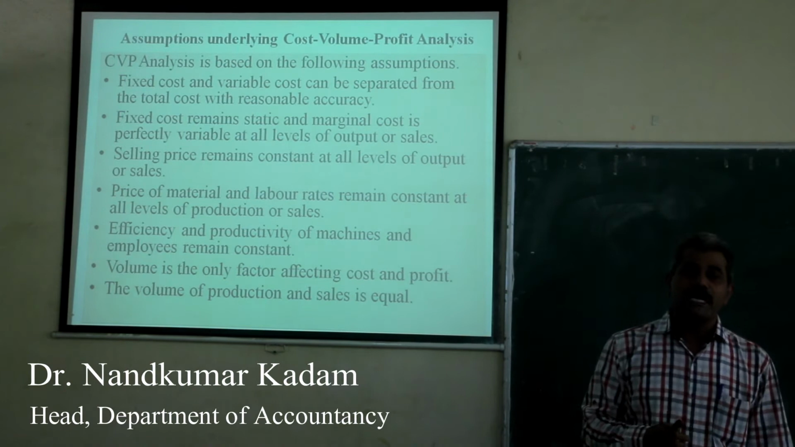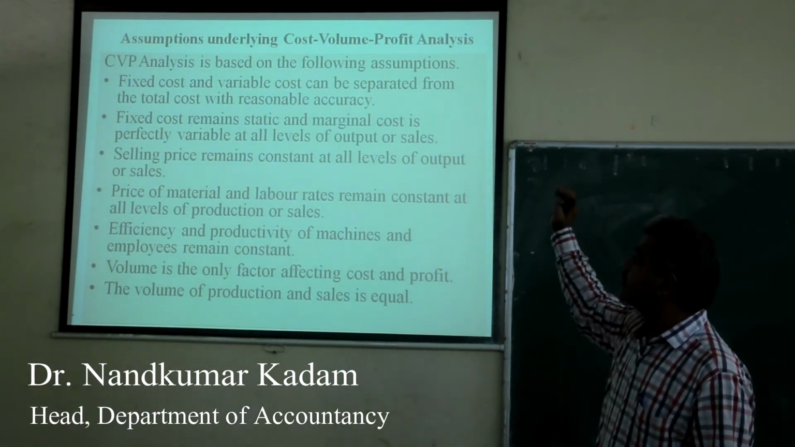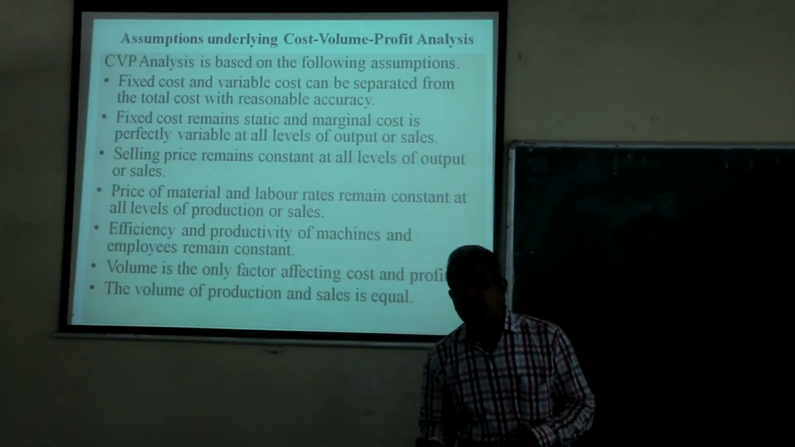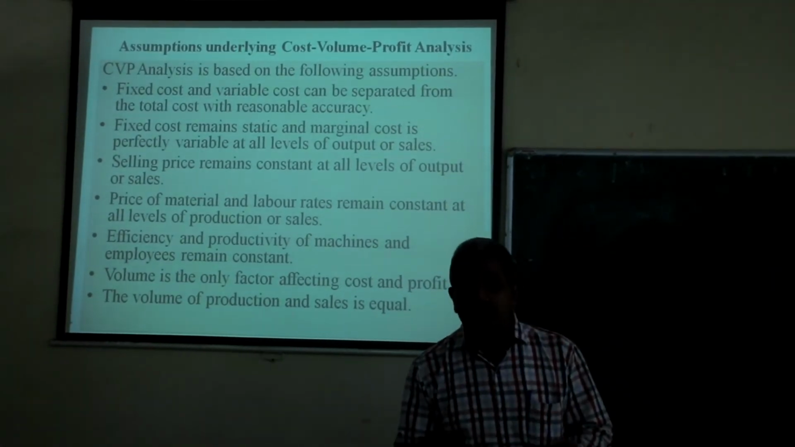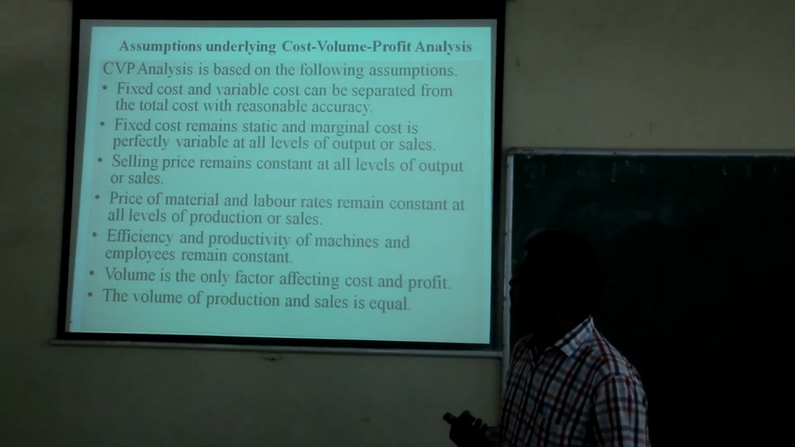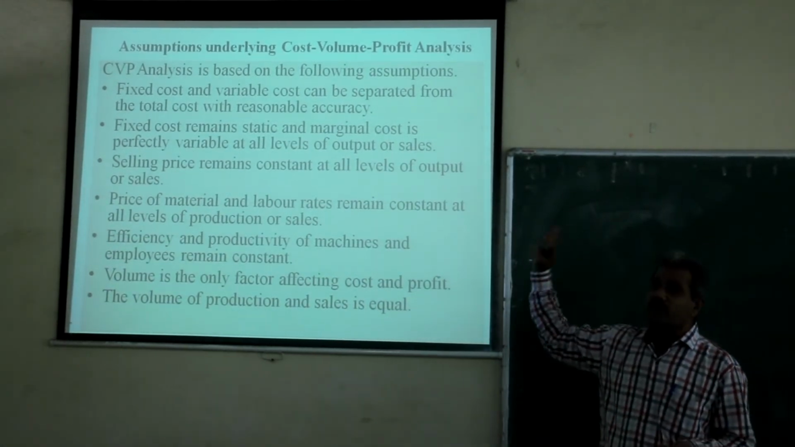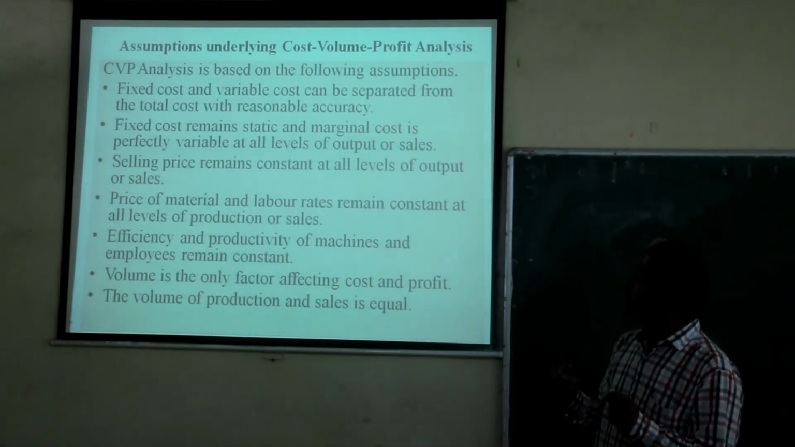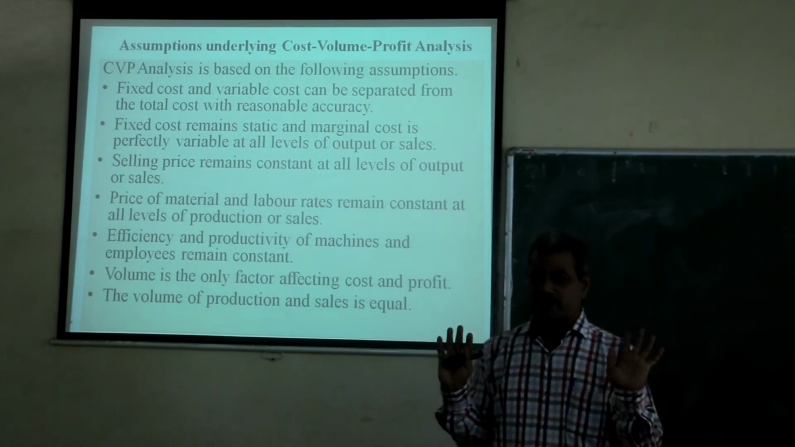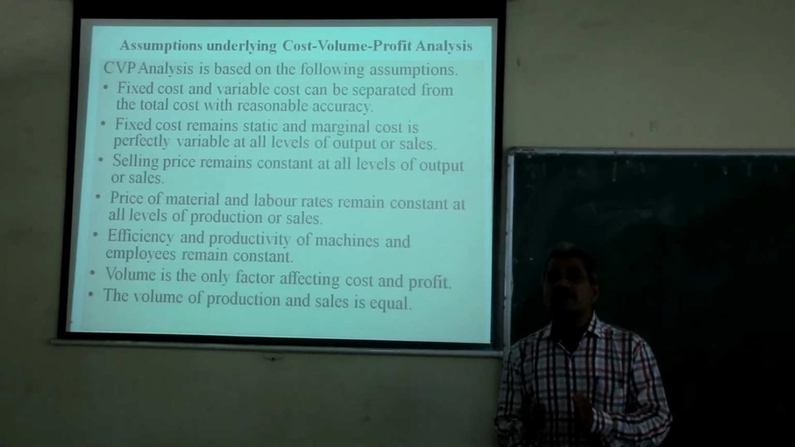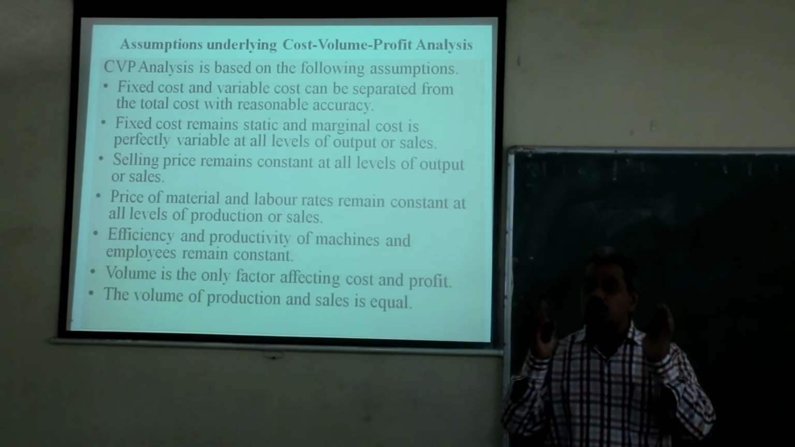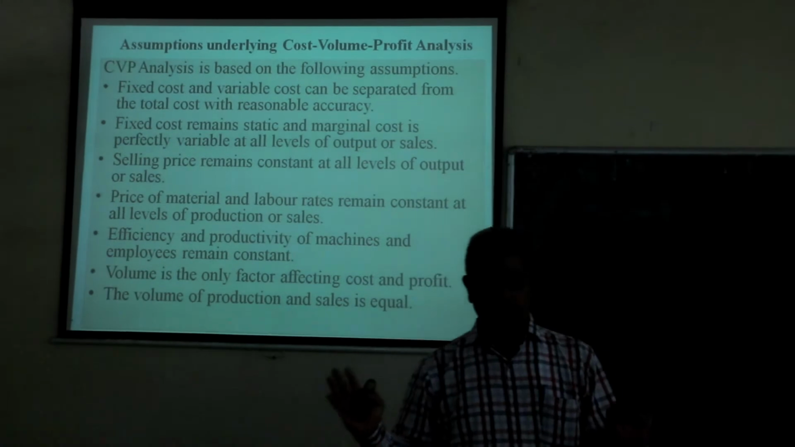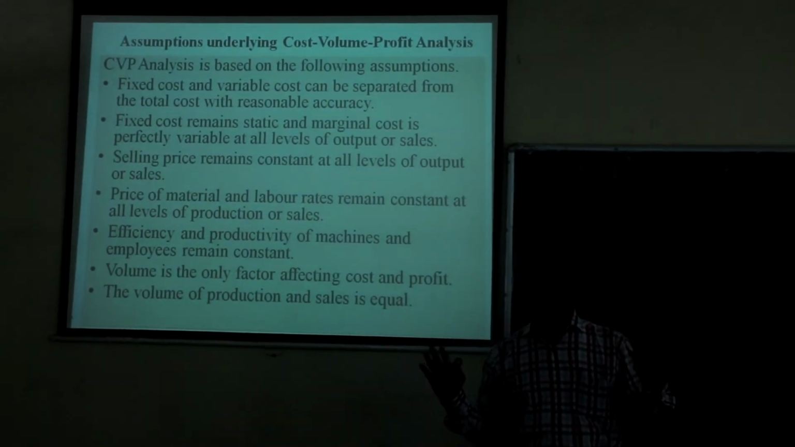The next part that we have to study here is assumptions under the cost volume profit analysis. These assumptions are very important because unless we assume something we cannot draw the inferences. The CVP analysis is based on the following assumptions. First, fixed cost and variable cost can be separated from the total cost. It means it is possible to divide total cost in two categories only, fixed cost and variable cost.